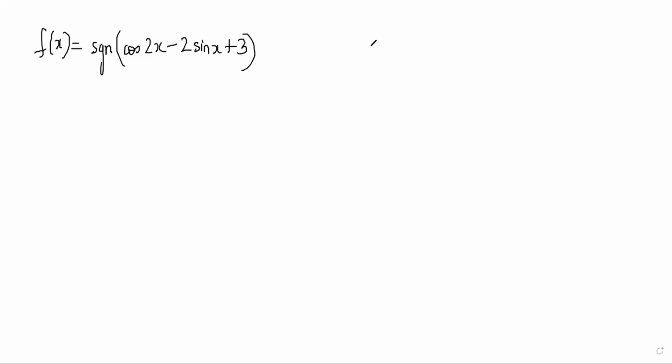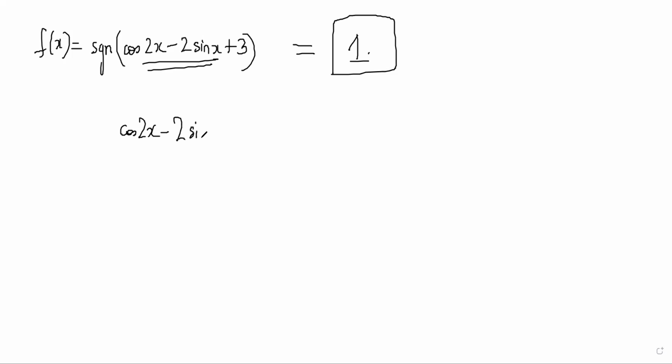So let's find out. First of all, this is not a problem. This is a constant function, it's always 1. Why? Because I know for sure that, oh, wait, one second, I'm not sure now. I was very hasty, but now I'll do it properly. So notice that this is 1 minus 2 sine square x, minus 2 sine x plus 3.